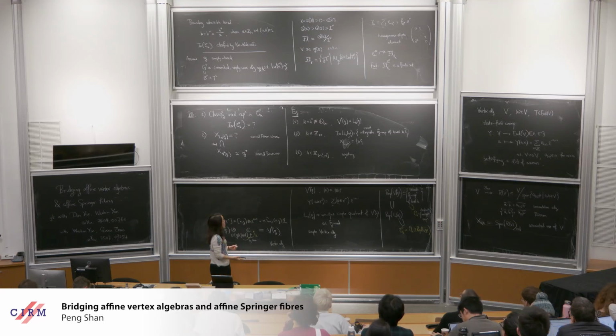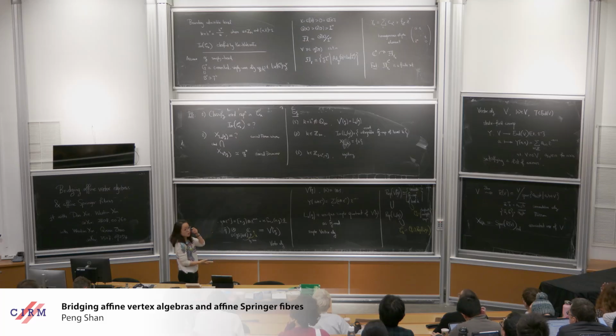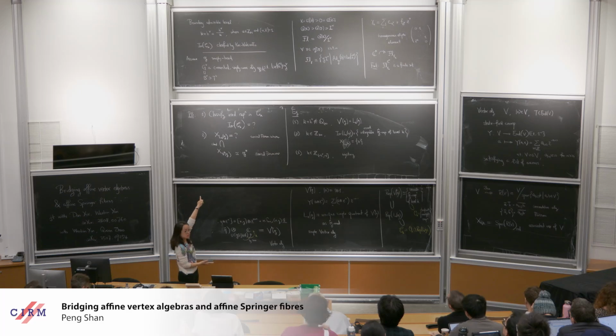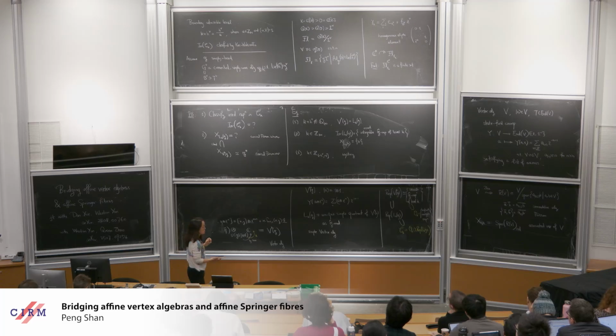u is an arbitrary integer which is co-prime to h check. So I have u on both sides: k for the level k plus h check equals h check over u, and then gamma u also depends on u.